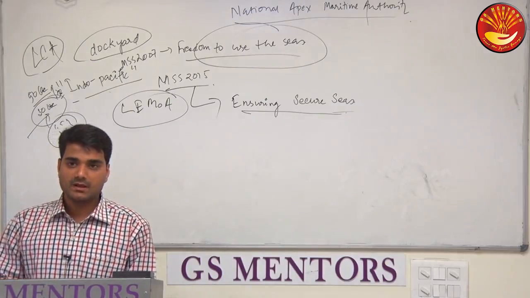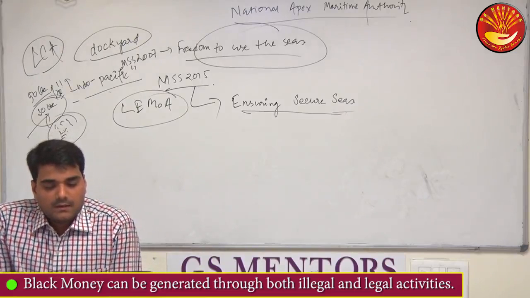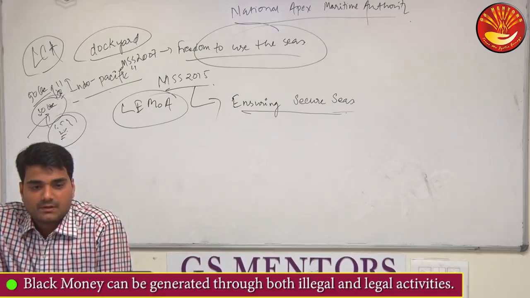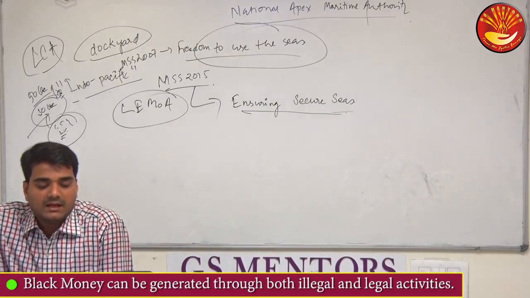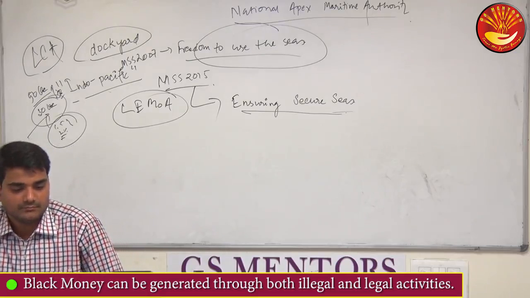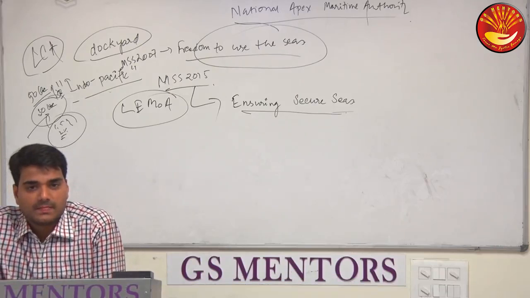Now write down: black money can be generated through both illegal and legal activities.